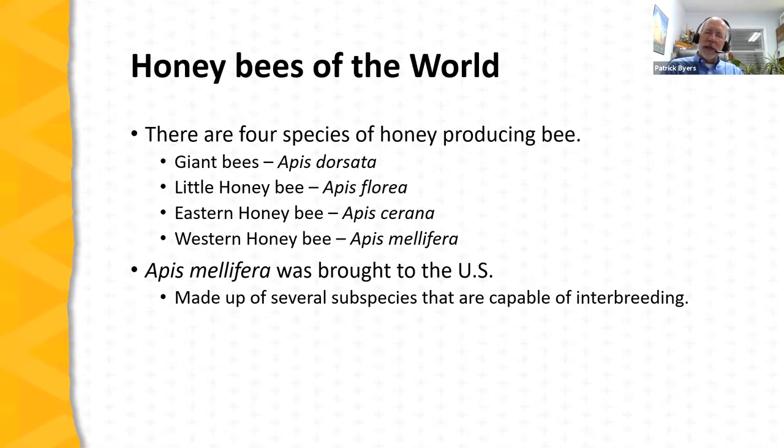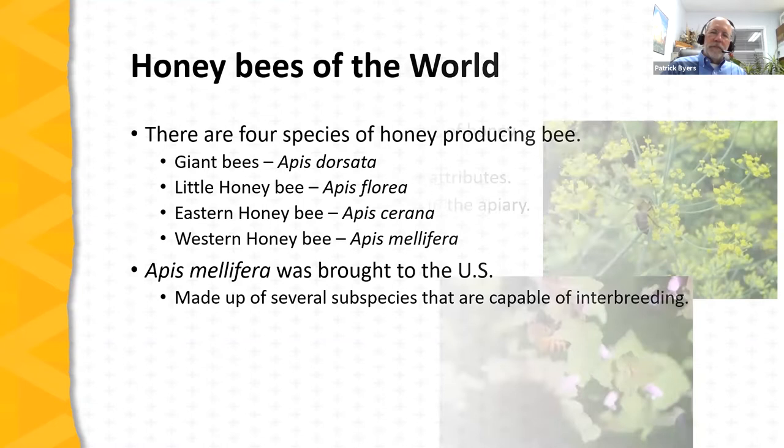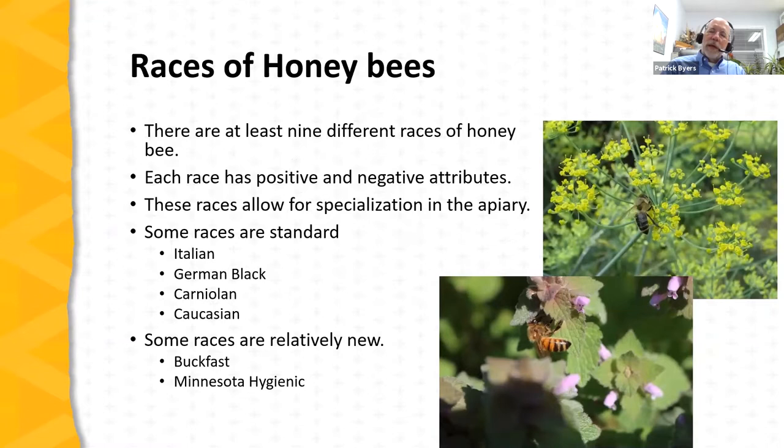Now, it's made up of several subspecies that are capable of interbreeding, and in many cases, these have been developed into what we call strains. There's at least 9 different races or strains of honeybees. And again, these would be related to those that are recognized by beekeepers. There's likely many, many more when we take into consideration feral bees. But from the standpoint of apiculture, from the standpoint of beekeeping, these are the primary types of honeybees that are kept. And each race has positive and negative attributes.